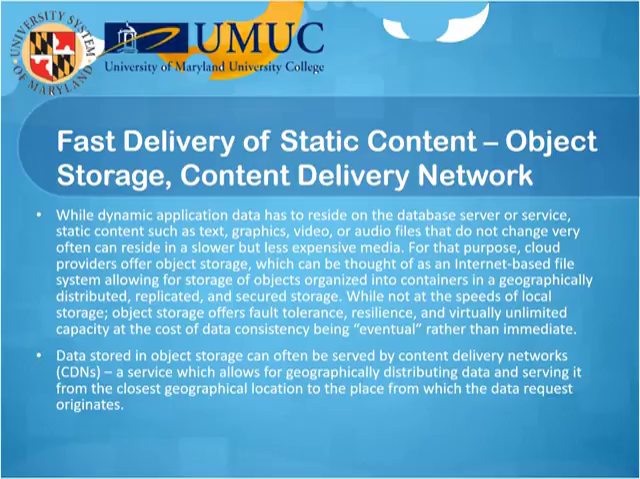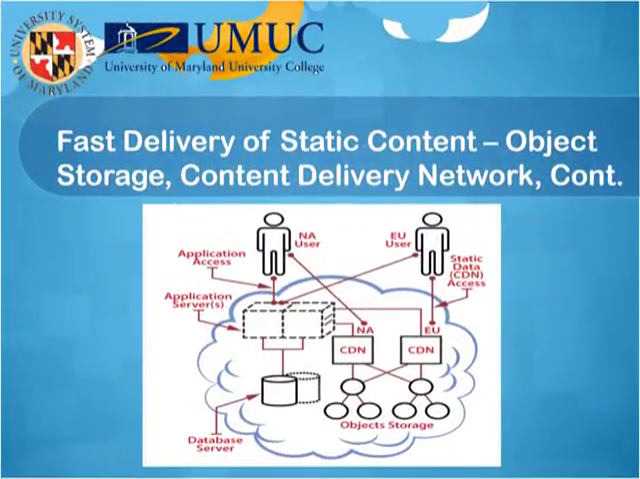While not at the speeds of local storage, object storage offers fault tolerance, resilience and virtually unlimited capacity, at the cost of data consistency being eventual rather than immediate. Data stored in object storage can often be served by content delivery networks, or CDNs, a service which allows for geographically distributing data and serving it from the closest geographical location to the place from which the data request originates. Object storage with content delivery network architecture is illustrated on this slide.